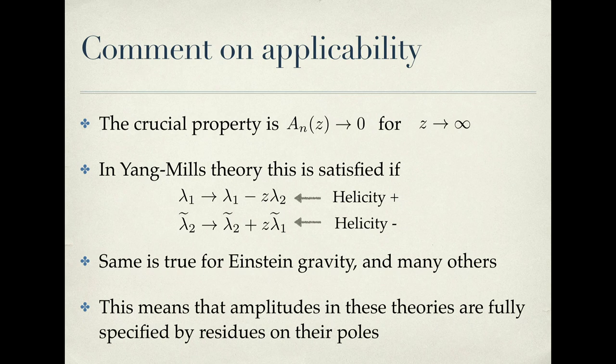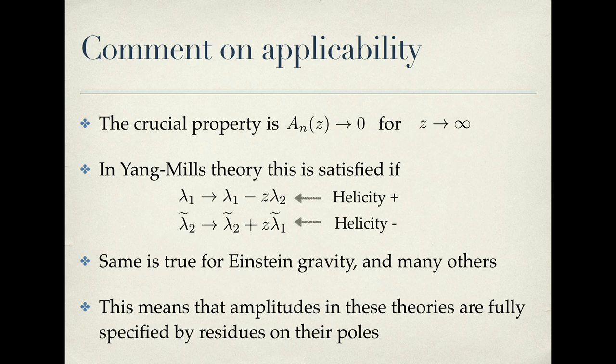Now, this crucial property, to be able to use it, was that A_n(z) has to go to zero when z goes to infinity. Otherwise, exactly, we would violate that condition. A_n(z) wouldn't be fixed only by factorizations, and the Cauchy formula wouldn't work. For example, in Yang-Mills theory or massless QCD, this is satisfied. So this is a non-trivial constraint on the theory that you can reconstruct the amplitudes. This is satisfied, but you have to do this.